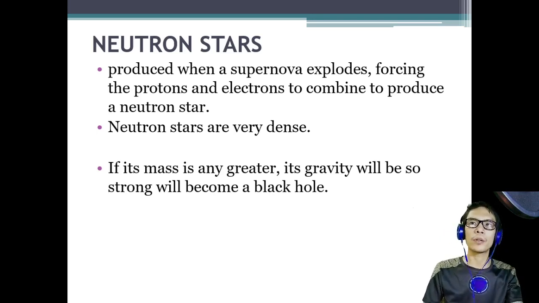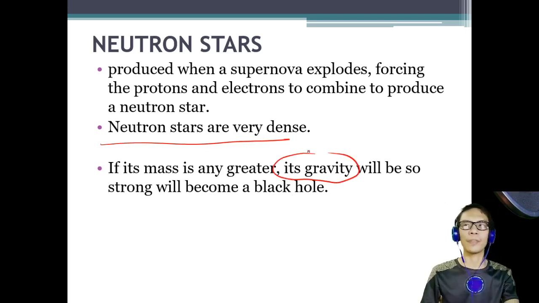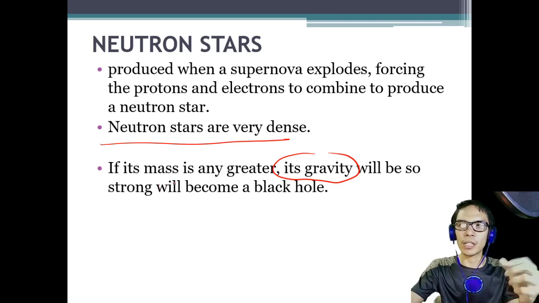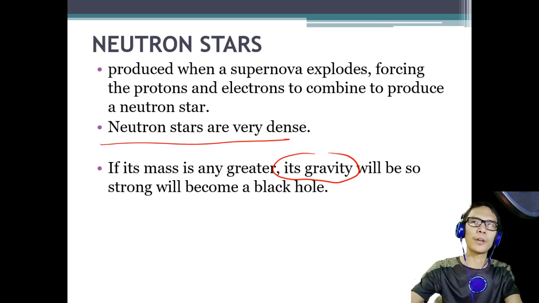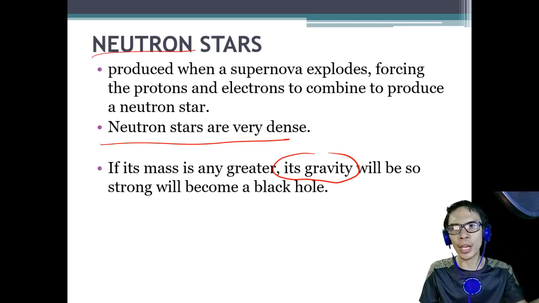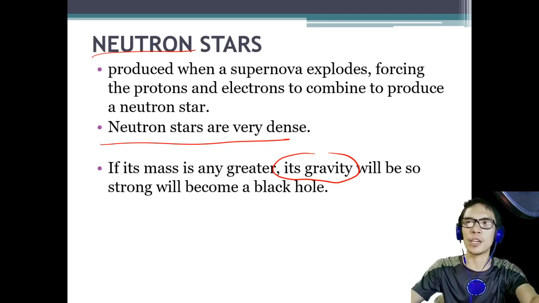Okay, so we have the neutron stars. The neutron stars are very dense. It has a gravity much greater than any planet, but much less than the black hole. So that is the neutron stars. They produce radio waves, and they have their own magnetic field. That's how amazing these objects are.